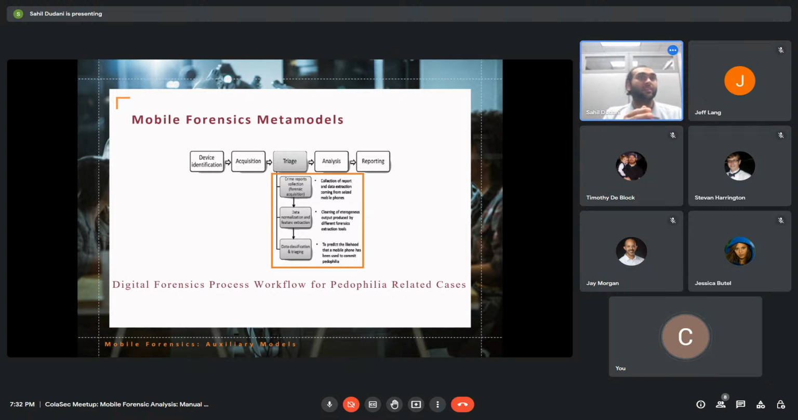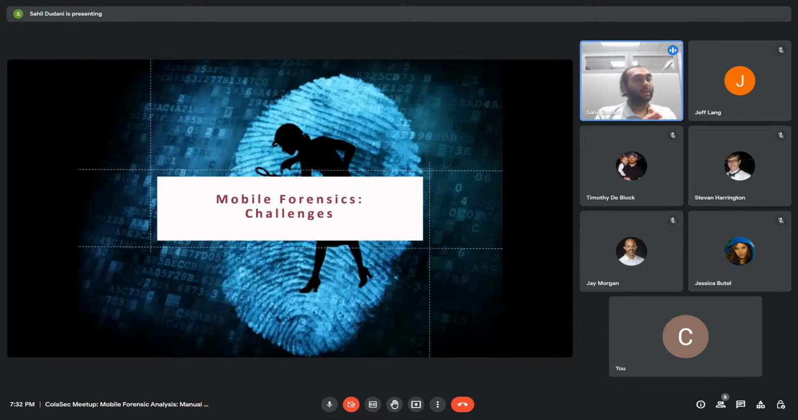So they do triage using machine learning, where they focus on eliminating certain devices which potentially may not contain such content and would be a waste of time to analyze. That's where the triage comes in, and again, it's a different kind of model that's being followed for certain cases. So next, I'm going to move on and discuss certain challenges in mobile forensics.